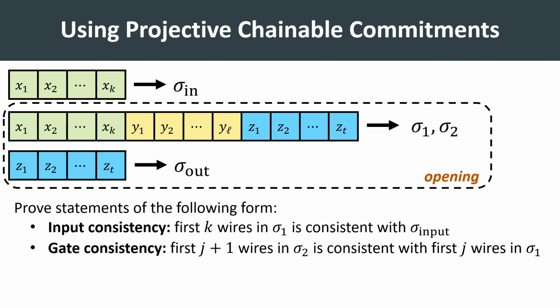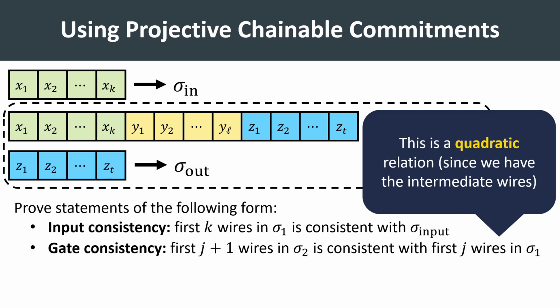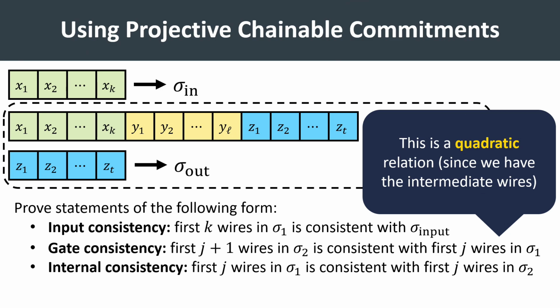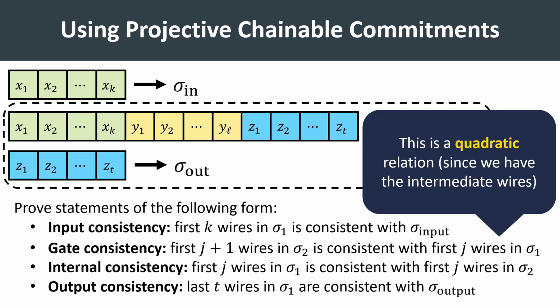We'll also require properties like the gate consistency, which says that each of the intermediate wire values were actually correctly computed. This is actually a quadratic relation now because we have the entire circuit trace. We're not looking at the outputs or the intermediate values as a function of only the input. It's a function of all of the previous wires that I've committed to. And finally, we want to argue that sigma 1 and sigma 2 actually commit to the same thing, and that the output matches. So these are the kinds of statements that we want to show.